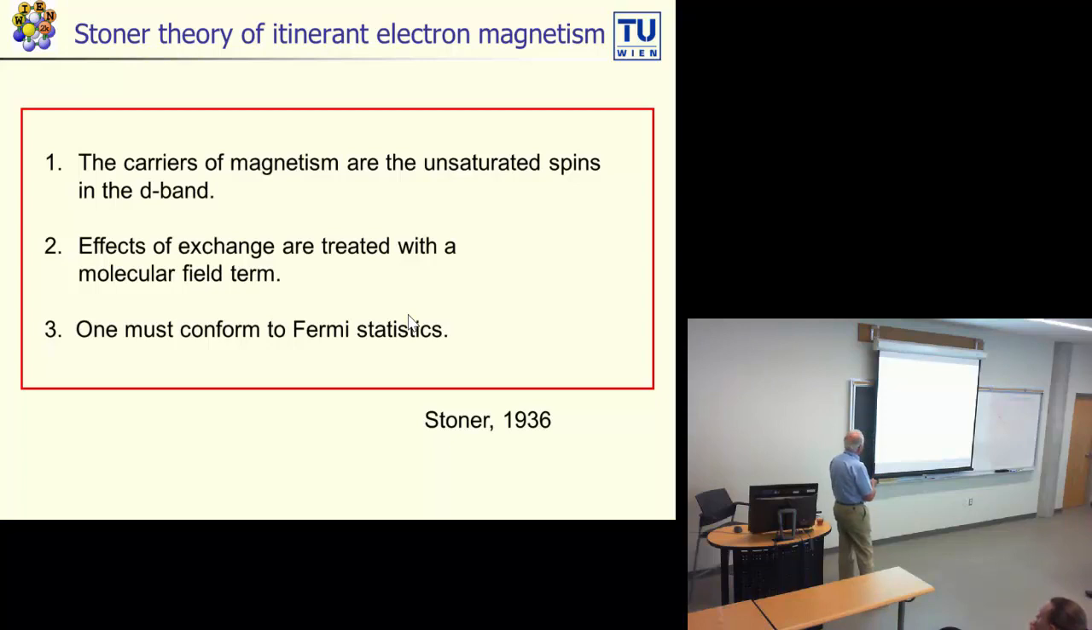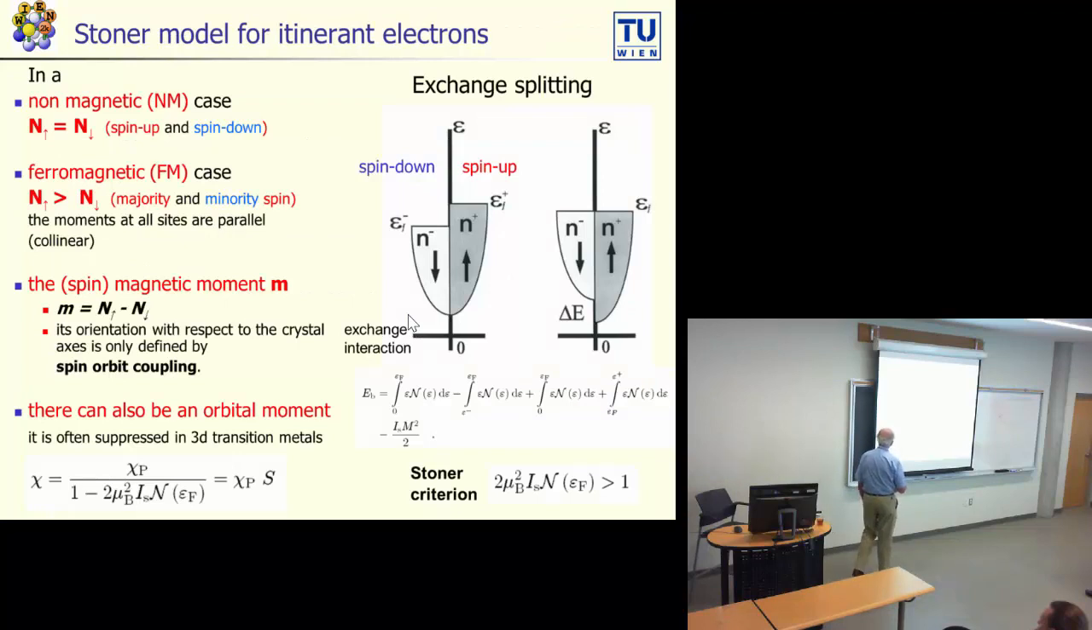So the Stoner theory for itinerant electron magnetism is that the carriers of magnetism are the unsaturated spins of the d band. So take iron, and I'll explain that in a minute, you have an exchange, and this can be treated with a molecular field. It must conform to Fermi statistics. But let me illustrate the Stoner theory in a very simple picture. In a non-magnetic case, the number of spin up electrons and spin down electrons is equal. So you have the same number of spin up and spin down, as you would have in any molecule. If each orbital is occupied spin up and spin down, it's non-magnetic.